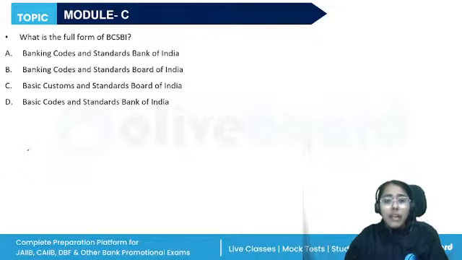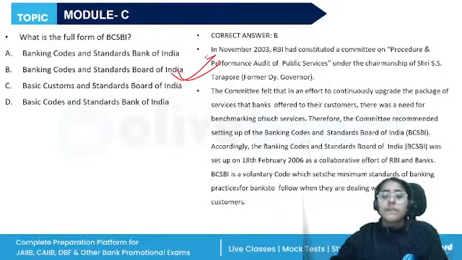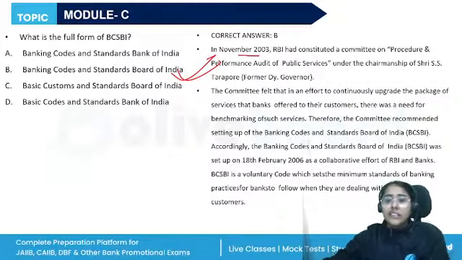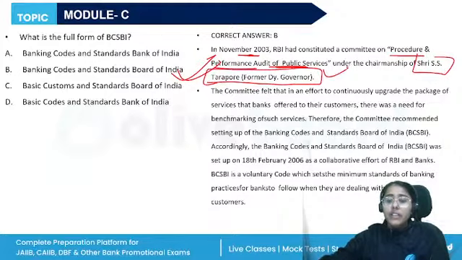Banking Codes and Standard Bank of India, Banking Codes and Standard Board of India, Basic Customs and Standard Board of India, or Basic Codes and Standard Bank of India. So the correct answer will be Banking Codes and Standard Board of India. RBI in 2003 constituted a procedure and performance audit of public services committee under the chairmanship of Shri S.S. Tarapore, former deputy governor. Very important.